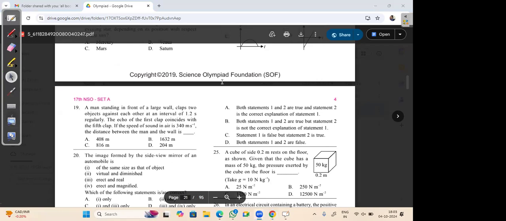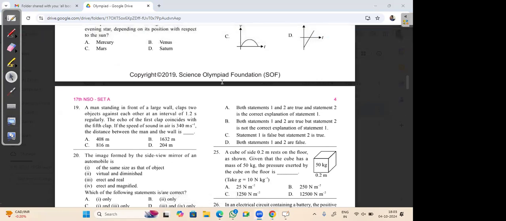See this question number 19. No, 19 I think you can't do. Okay, see question number 25. I think you can do question number 25. Do this question 25. A cube of side 0.2 meter rests on the floor.